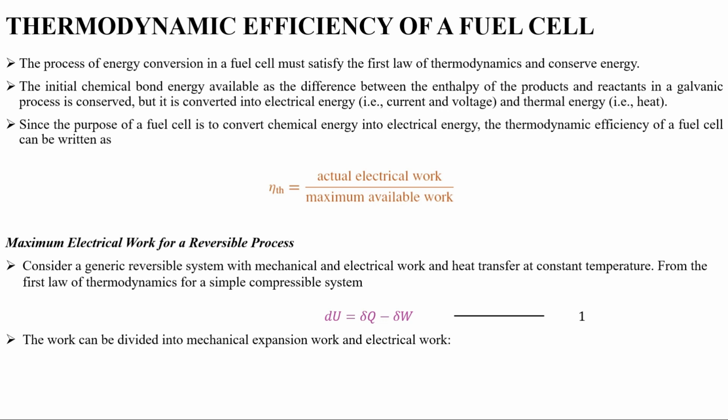Now in a fuel cell we are considering that the work δW can be divided into mechanical work, which is the expansion work, and electrical work. In a fuel cell both works are possible, the mechanical expansion work and the electrical work. So we can write δW = PdV + δWE. PdV is the mechanical work and δWE is the electrical work. So work is divided into mechanical as well as electrical work.